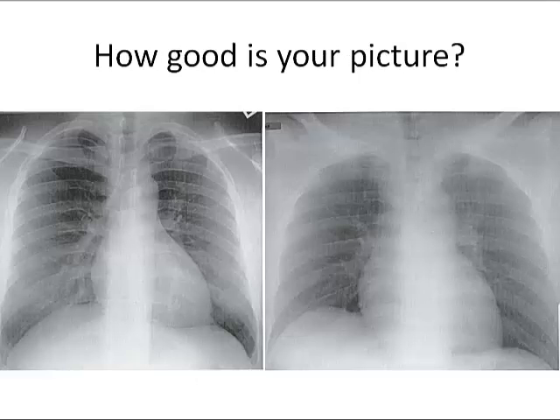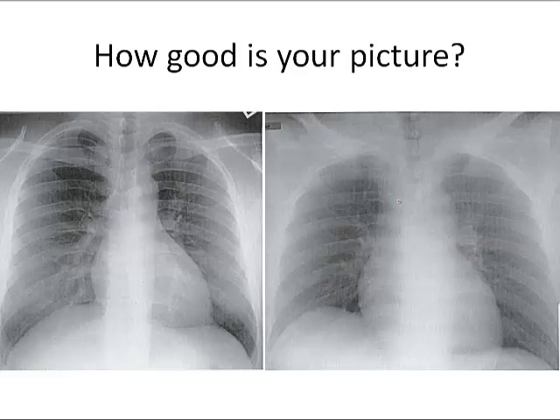So if you're looking at a picture, how can you tell whether or not it's a good picture? The answer lies in three things. The first is, is the penetration good? In order to get an idea for how good the penetration is, I want you to take a look at these two films. The one on the left is actually a PA, posterior anterior back to front chest x-ray. The one on the right is an AP, anterior posterior front to back chest x-ray.